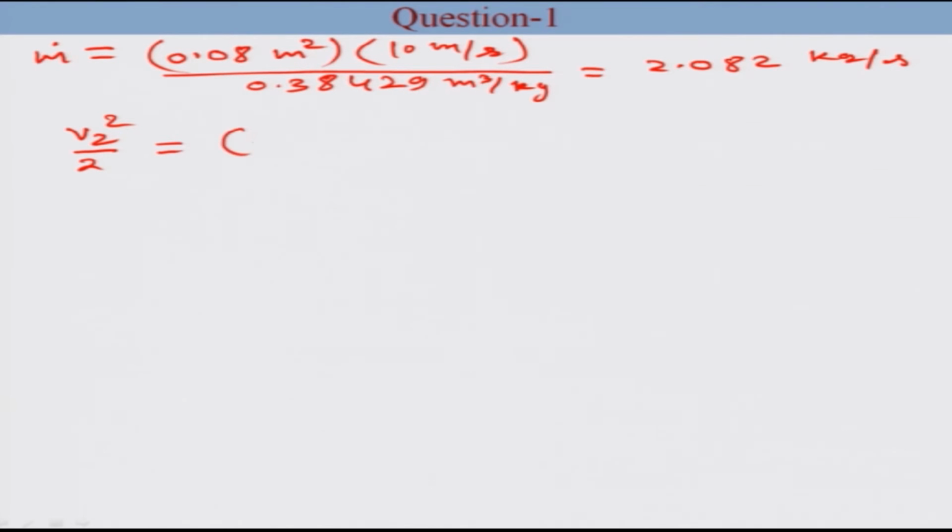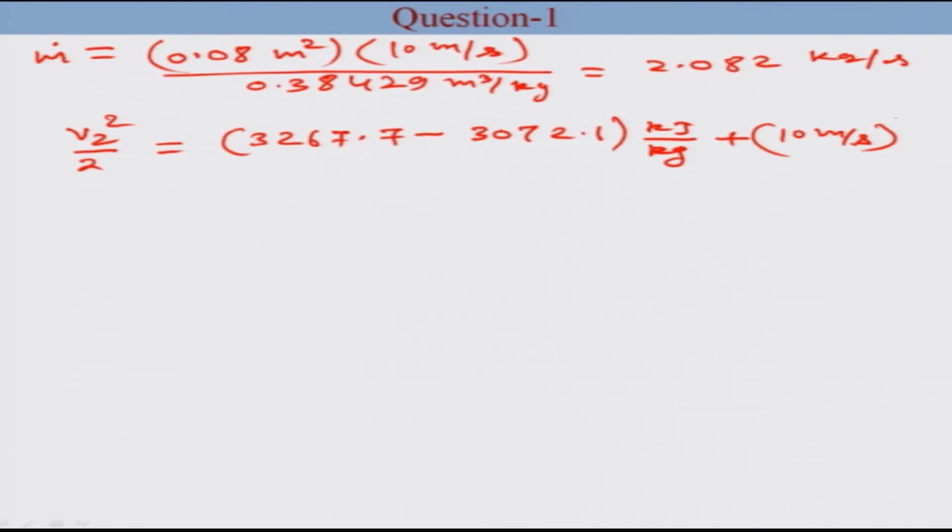Okay, substituting these values in equation 1, we get V2 square by 2 equal to H1 minus H2, which is 3267.7 minus H2 is 3072.1 kilojoule per kg, plus V1 square by 2, which is 10 meter per second by 2. We have to convert it into energy unit, so multiplied by 10 to the power 3 meter square per second square is equal to 1 kilojoule per kg, minus Q out upon m.